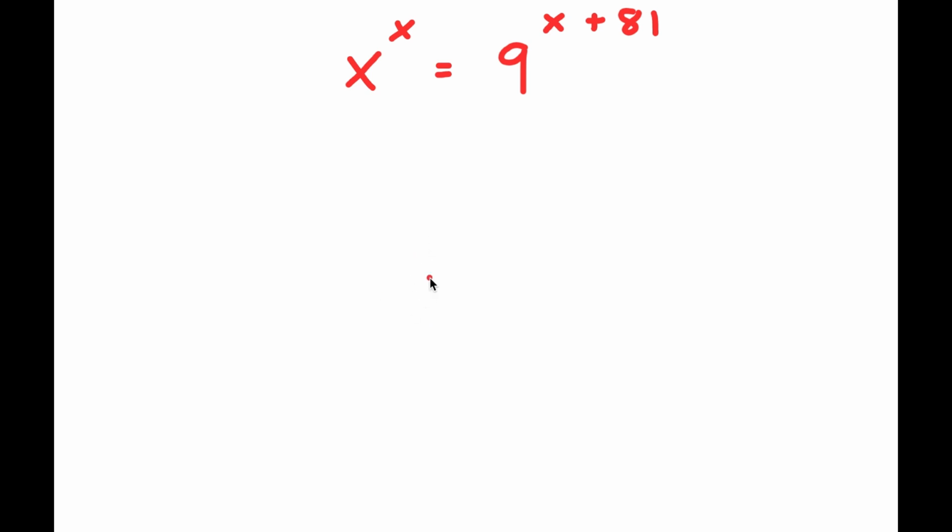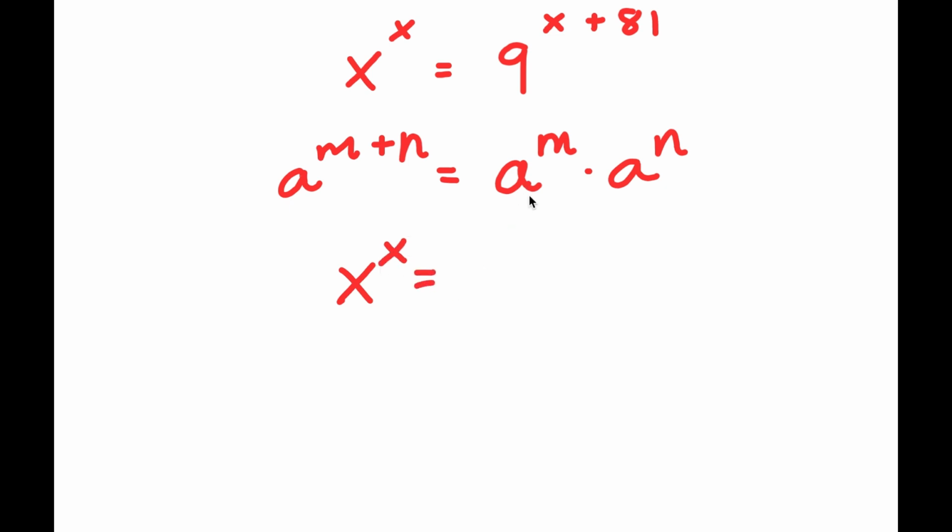Alright, so in this problem, I have x to the power of x is equal to 9 to the power of x plus 81. So to solve this problem, if I have something in the form a to the power of m plus n, this is equal to a to the power of m times a to the power of n. So right here I have 9 to the power of x plus 81. And I can rewrite this as 9 to the power of x times 9 to the power of 81.